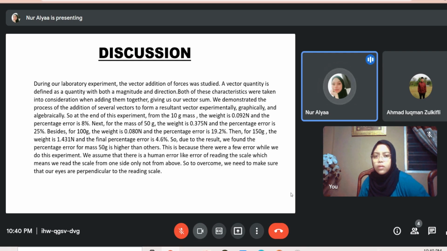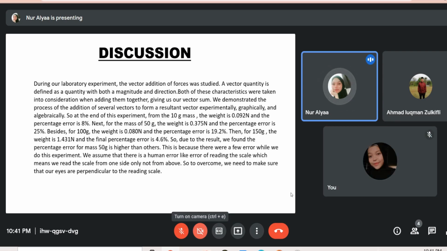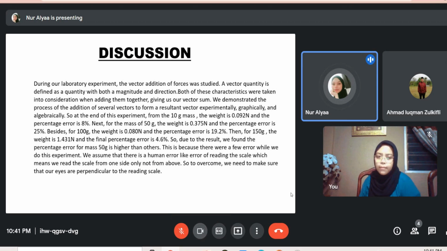So, due to the result, we found that the percentage error for mass 50 gram is higher than the others. This is because there were a few errors while we did this experiment. We assume that there is a human error like error of reading the scale, which means we read the scale from one side only, not from above. So to overcome this, we need to make sure that our eyes are perpendicular to the reading scale.